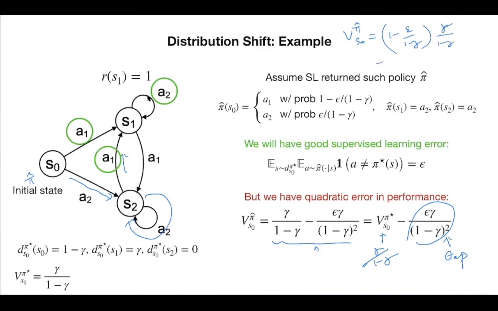But what's the second event? The second event is that I make a mistake at S0. The probability of making a mistake is epsilon over 1 minus gamma. And once I get there, I get reward 0, because I will self-loop at S2, and I have 0 reward for this event.